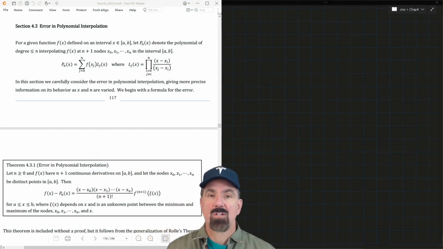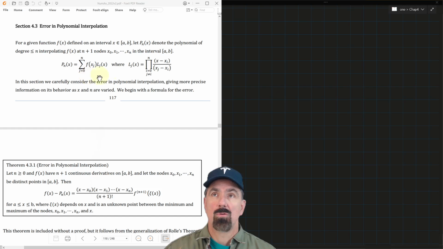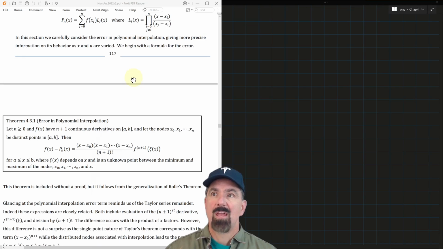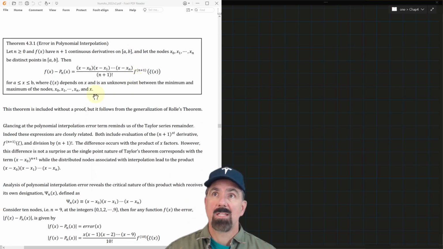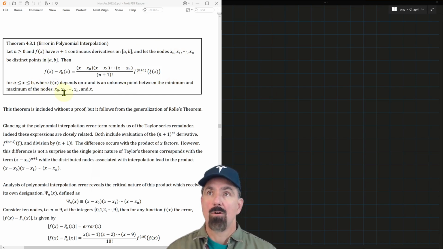So starting here in section 4.3, it's just an introduction back to the Lagrange interpolating polynomials and how we would build an interpolating polynomial as a linear combination of those basis functions, which we described in section 4.1. And then here on page 118 is the form of the error for polynomial interpolation.